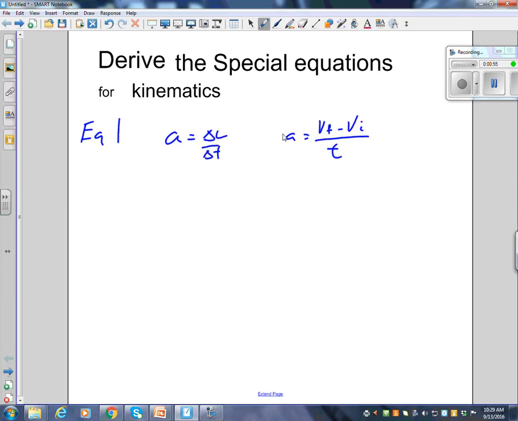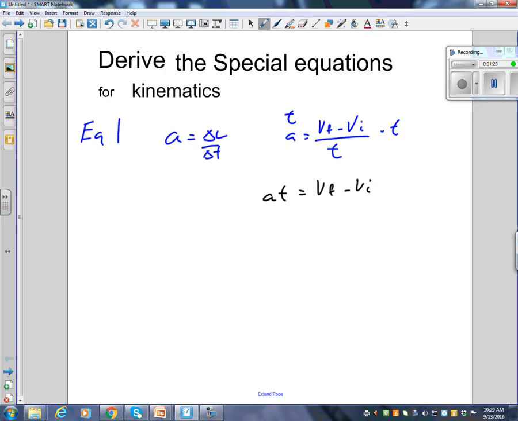Okay, so now I'm going to take that and multiply both sides by t. And what do I get? I get at is equal to vf minus vi. Then I'm going to take that minus vi to the other side, and I'm going to get a plus vi. Most people like their formulas to have one thing on the left and everything else on the right.